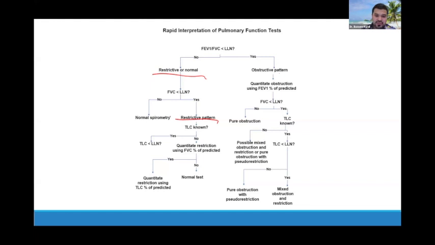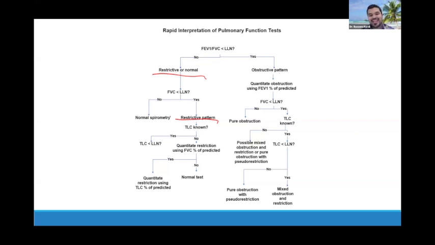Now, if we do lung volumes and there's restriction, a lot of the time we'll get DLCOs, diffusion lung capacity, because that will help us also differentiate between pulmonary disease processes that are causing restriction versus extrapulmonary disease processes like chest wall or neuromuscular disease.